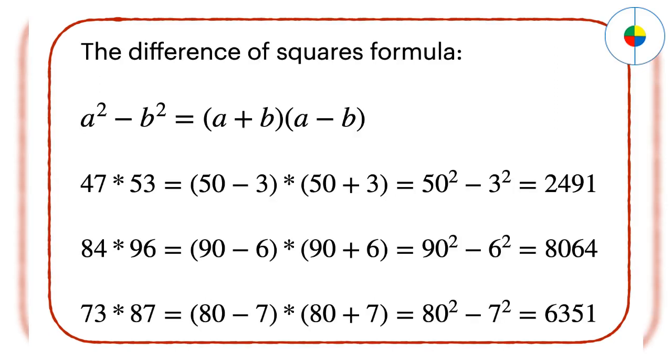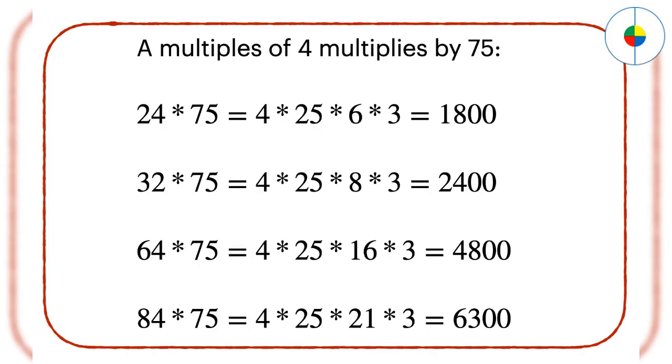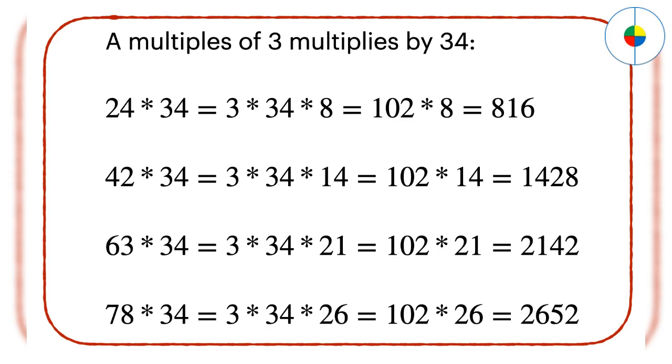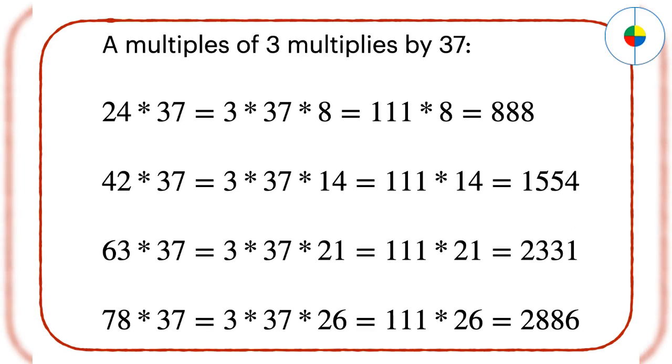Sometimes, you can also use the difference of squares formula. It can make the calculation much easier. Since 4 times 25 equals 100, it can be much easier to calculate 75 times the multiples of 4. Since 3 times 34 equals 102, it will be easier to calculate 34 times the multiples of 3. Since 3 times 37 equals 111, it will be easier to calculate 37 times the multiples of 3.